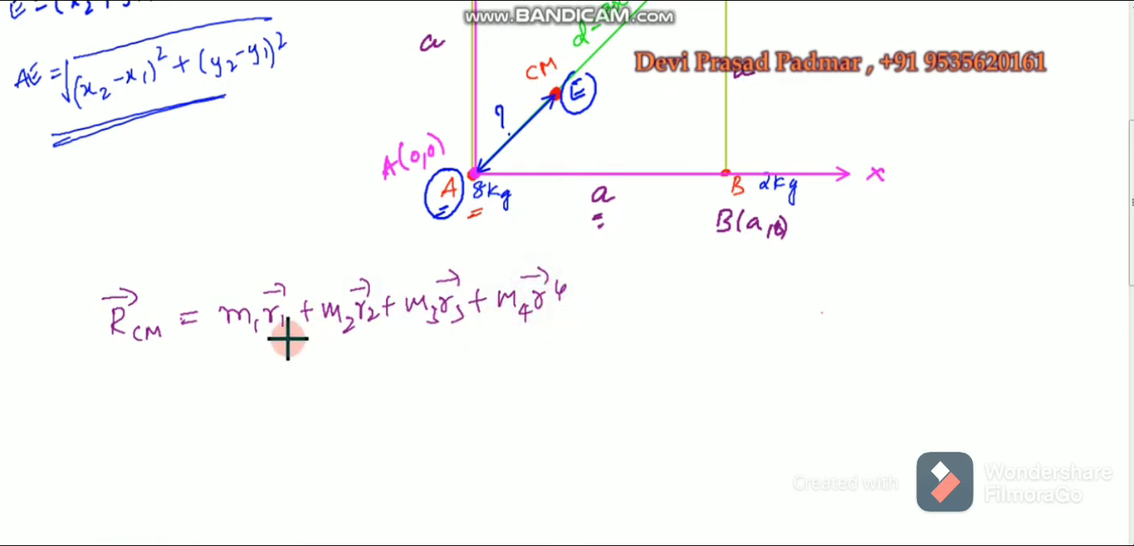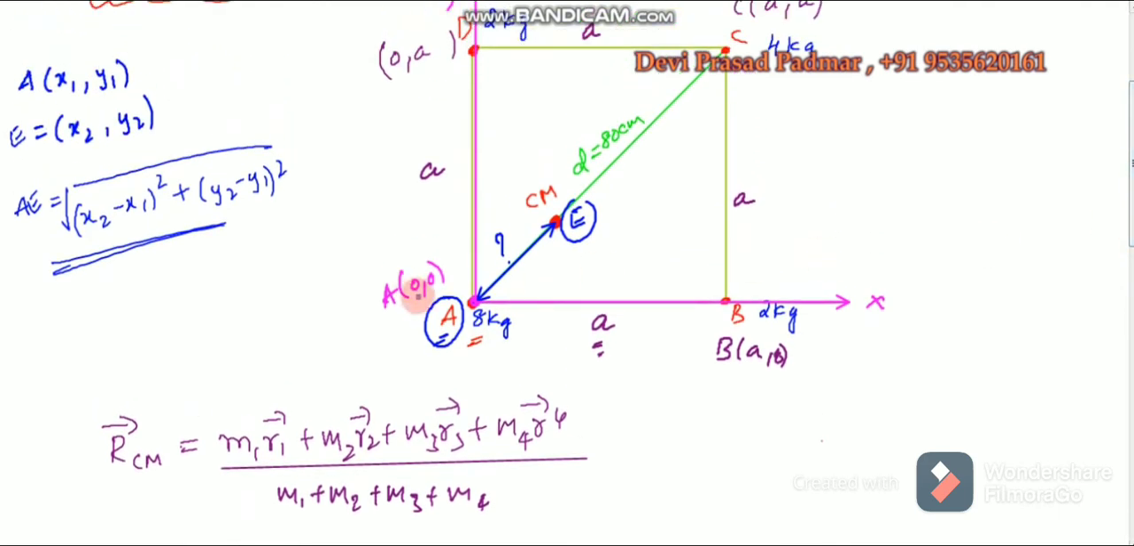Whole divided by total masses, that is M1 plus M2 plus M3 plus M4. Okay, now just substitute the values. What is M1? That is 8 kg, into vector R1. How to write vector R1? You know the coordinates, therefore I will write it here. Vector R1 can be written as xi cap plus yj cap, that means 0 i cap plus 0 j cap.